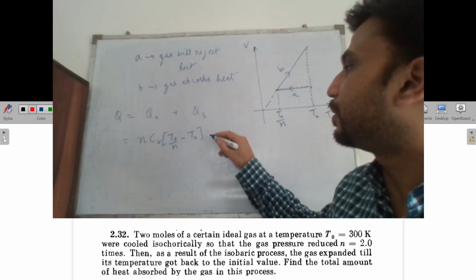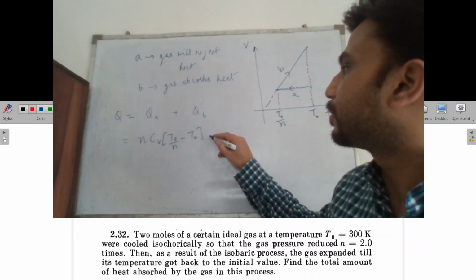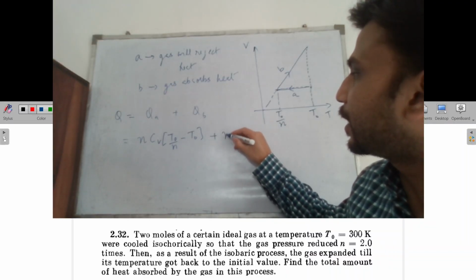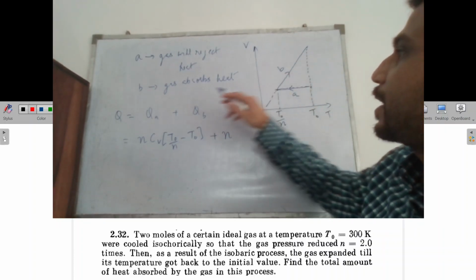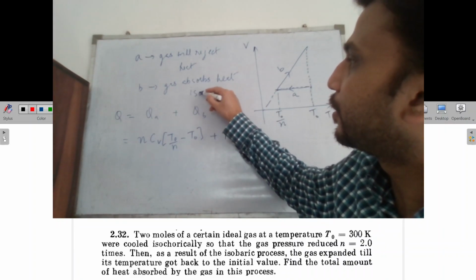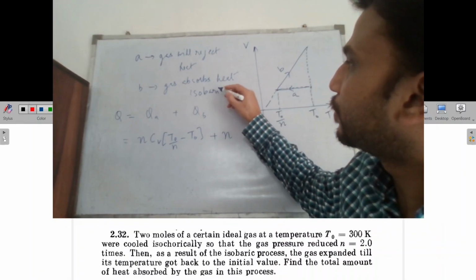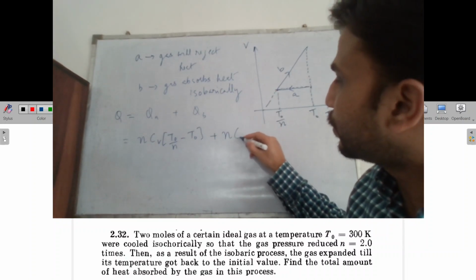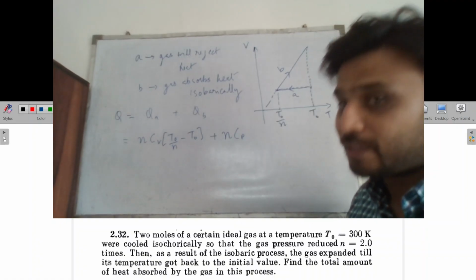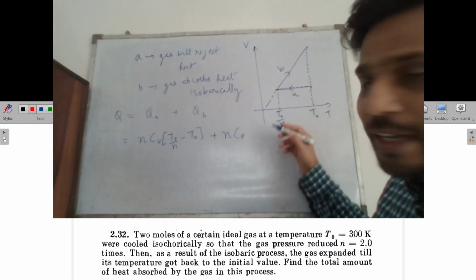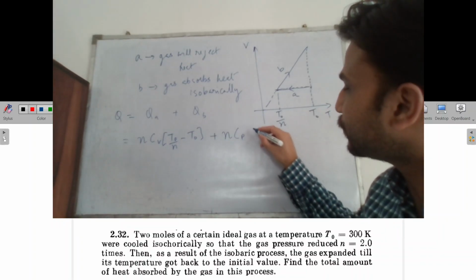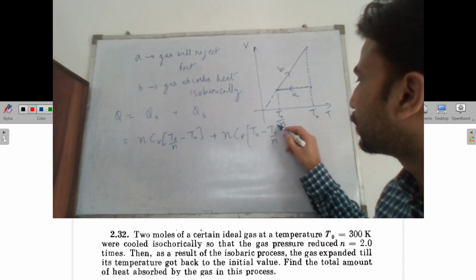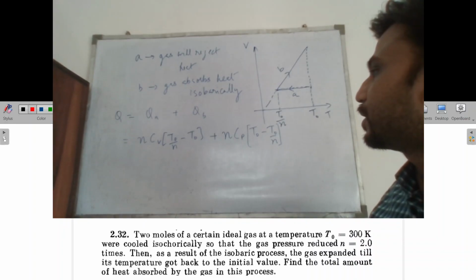Then in the second process, we are given that the gas is going through an isobaric process. The gas absorbs heat isobarically. So in this case, we'll use the molar specific heat capacity Cp. And then what is the final temperature? The final temperature is T naught, and the initial temperature is T naught by n. This is the change in temperature.